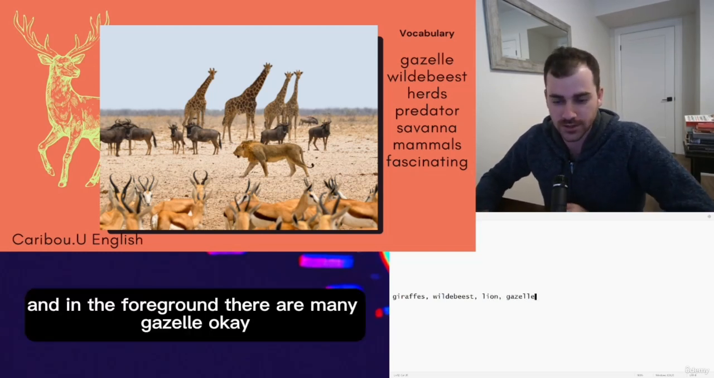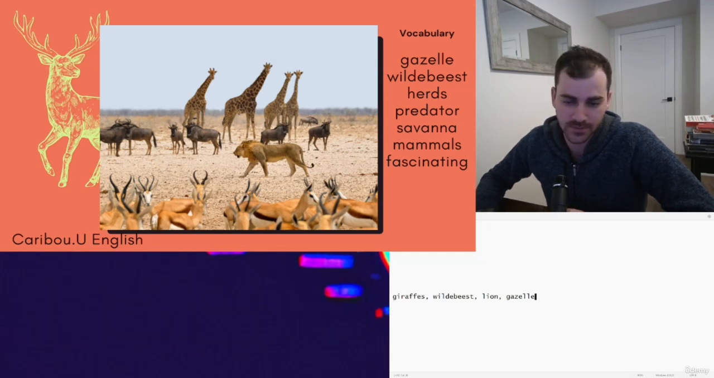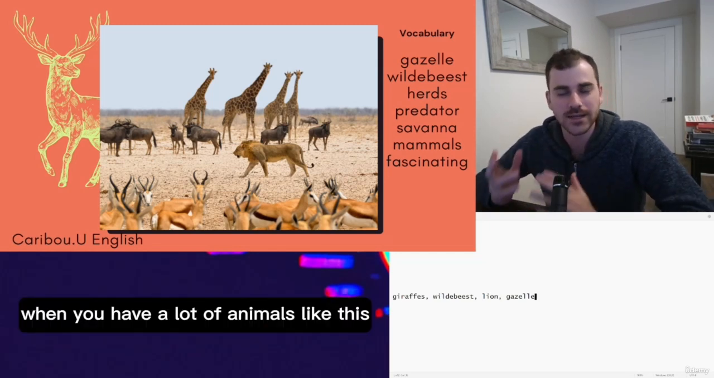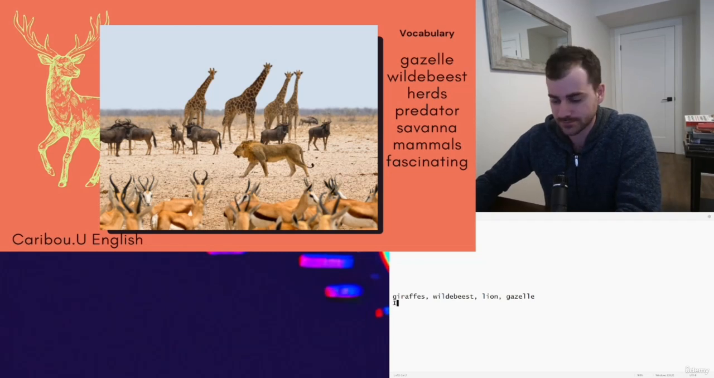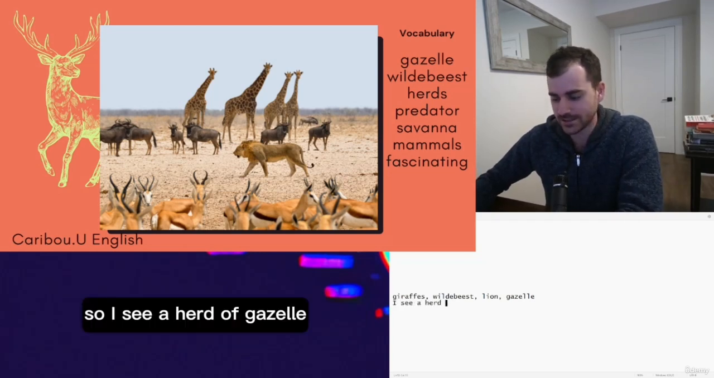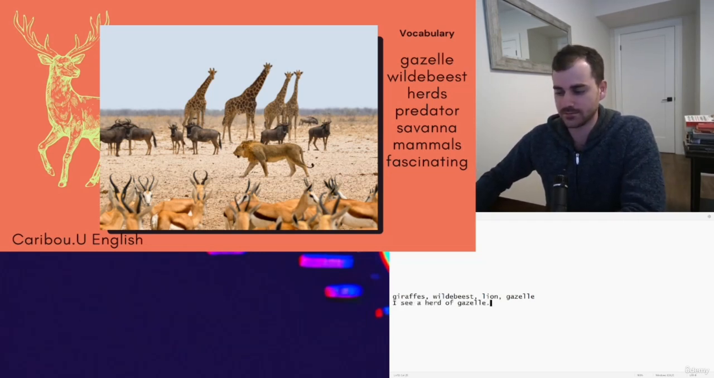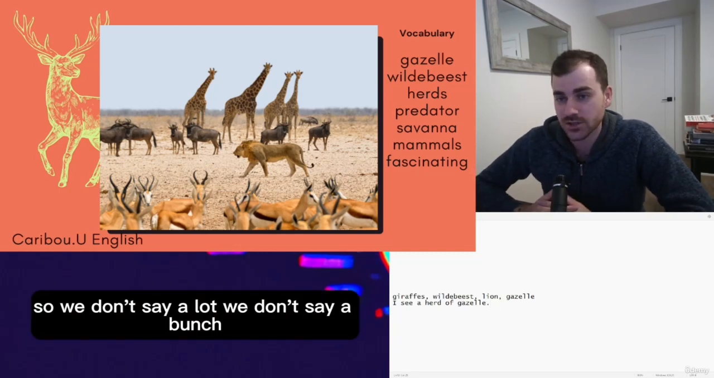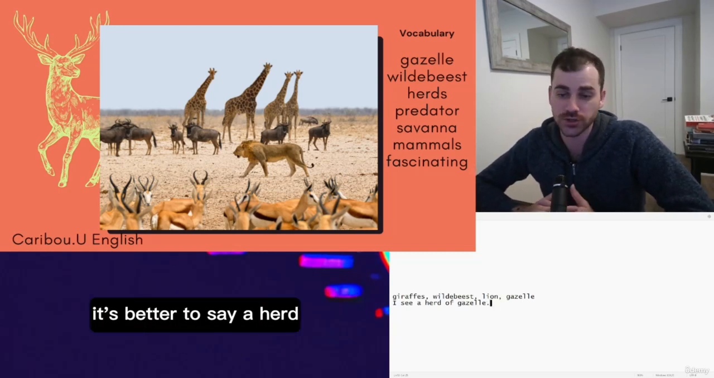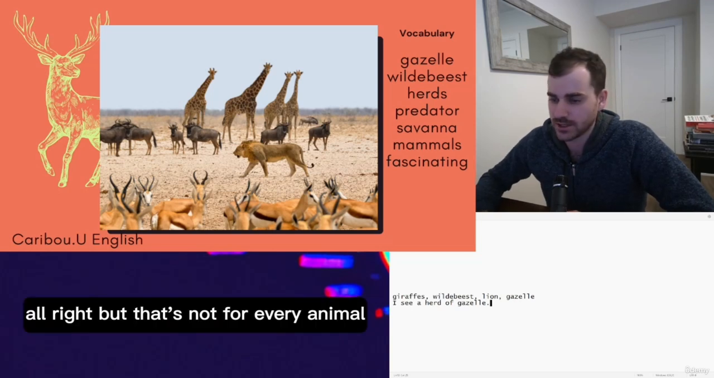and in the foreground, there are many gazelle, okay? When you have a lot of animals like this, a group of gazelle, we will call them a herd. So I see a herd of gazelle. So we don't say a lot, we don't say a bunch, it's better to say a herd. All right, but that's not for every animal.